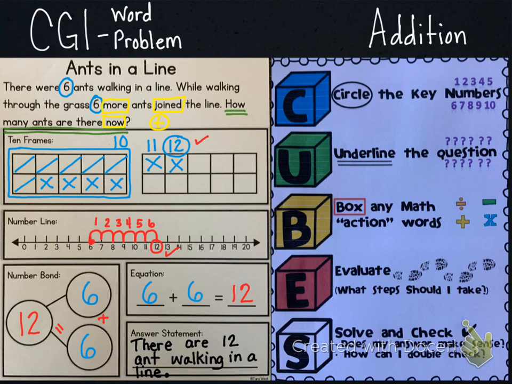What did I forget? Right now my sentence says, there are 12 ant walking in a line. Is that right, though? Can there only be one ant? No, you're right. That needs to be an S. There are 12 ants walking in a line because it's more than one.